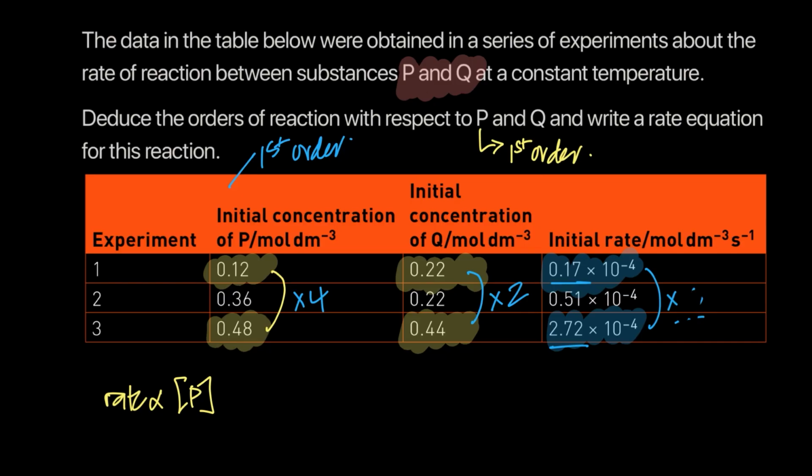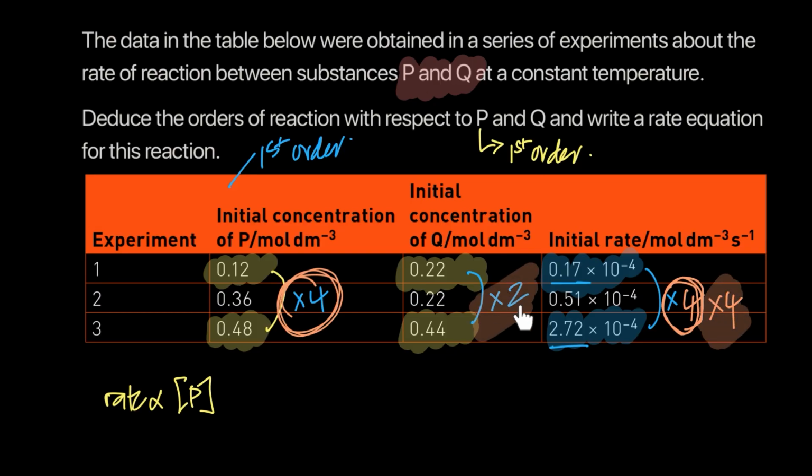So breaking it up means that this is really 4 into 4. Why 4 into 4? Because the first 4 is what the effect of P was. That P was quadrupling and it's first order, so the rate should have quadrupled. But the rate quadrupled again, which means that the second 4 is because of Q doubling. But if Q doubles and the rate quadruples, what does that tell me about the relationship of Q and rate? It tells me that rate is proportional to the square of Q, which is, therefore, Q is second order.